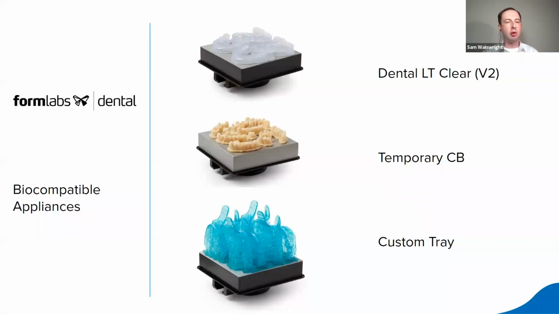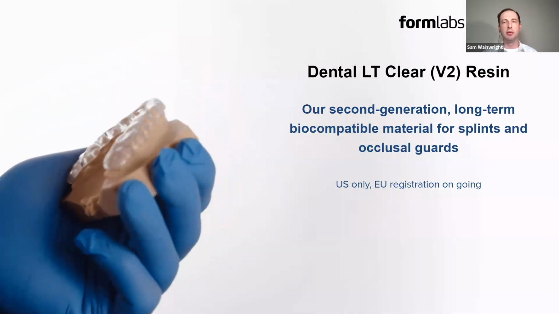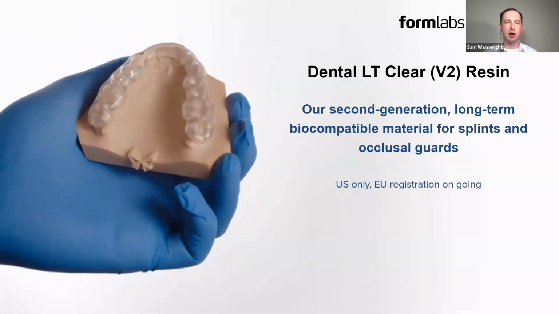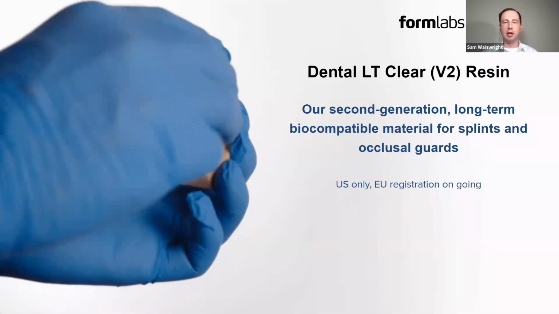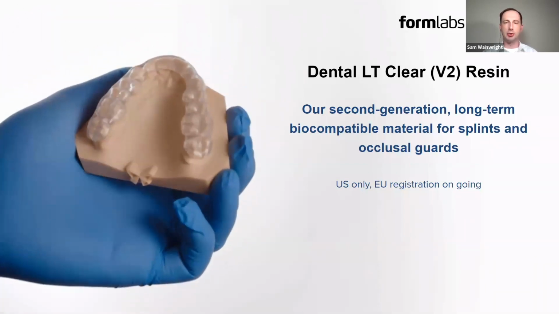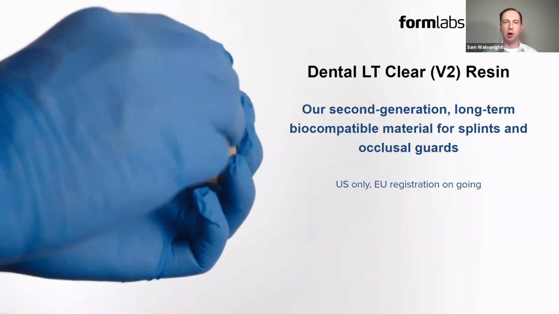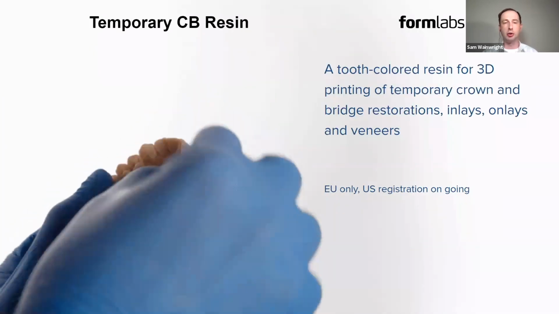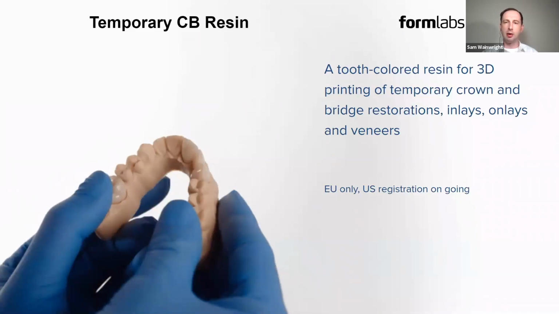And then biocompatible appliances, there's actually 2 sections here, but the first is Dental LT Clear V2. This is our 2nd generation long-term use biocompatible material for splints and occlusal guards. It's US approved, EU is ongoing if anybody's dialing in from Europe, but it's an absolutely fantastic material. It doesn't yellow. It is much more impact resistant and stronger compared to our 1st generation resin. So this is really where splint materials I think needed to be all along, and super excited about this one. And it's also manufactured by Formlabs in Ohio. So it's developed and manufactured in America, that resin.